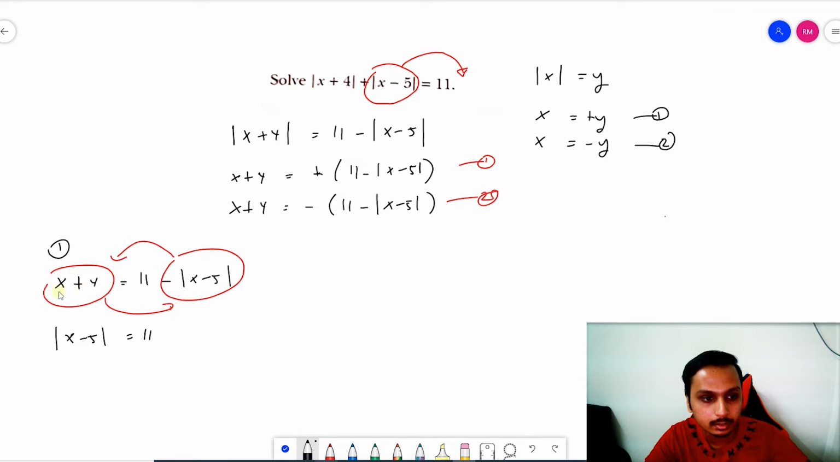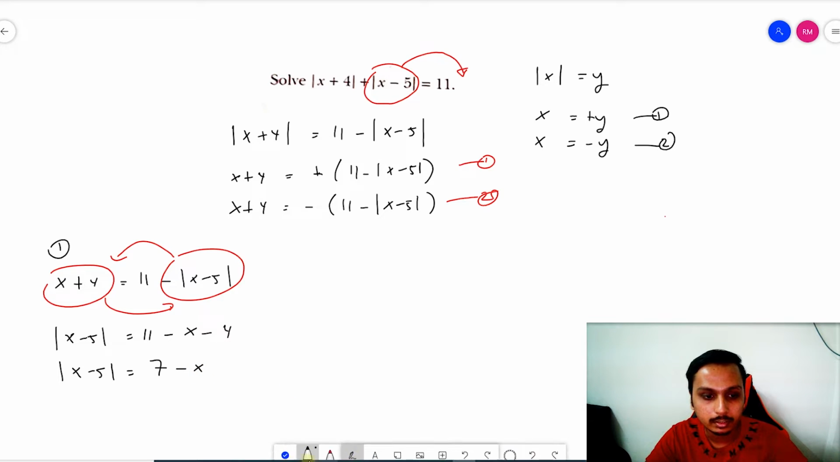Since we are moving this x and positive 4 to the right hand side, it's going to be minus x minus 4. So modulus x minus 5 is equal to 11 minus 4, which is 7. So the answer is 7 minus x.